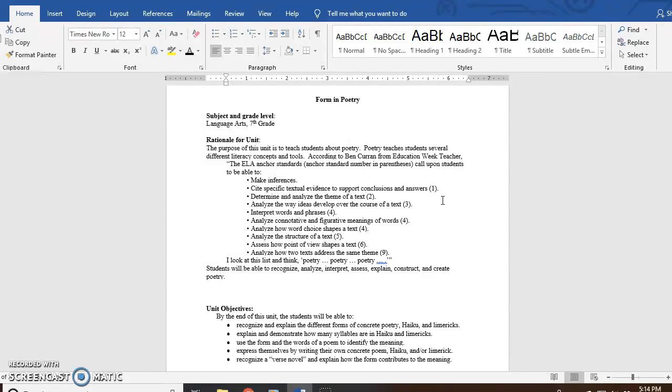So poetry is a really good thing to teach language arts students, to give them a very diverse tool belt of things they can use. So they will be able to recognize, analyze, interpret, assess, explain, construct, and create poetry.